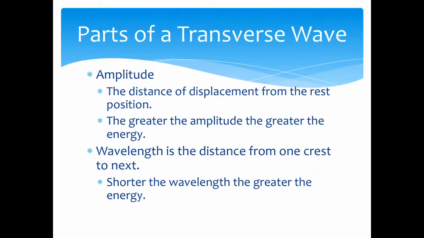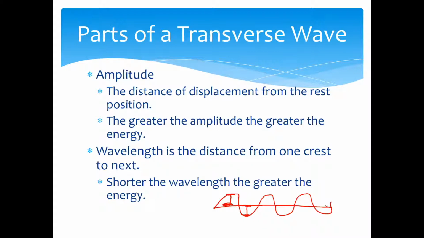So it's going to be the peak that goes below this rest point. Amplitude, this is the distance of displacement from the rest position. So here's my rest position. Here's my wave. The amplitude is the height of the wave from rest. So it goes from the rest point to the top of the crest or the bottom of the trough. The greater the amplitude, the greater the energy. So the larger the height of the wave is, the more energy the wave is giving.